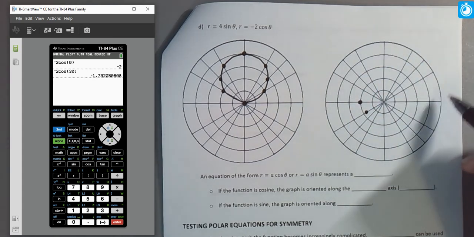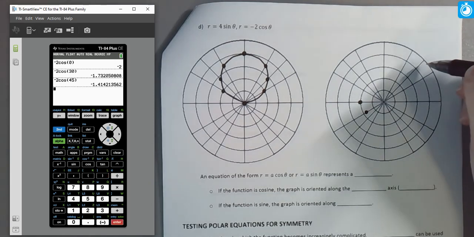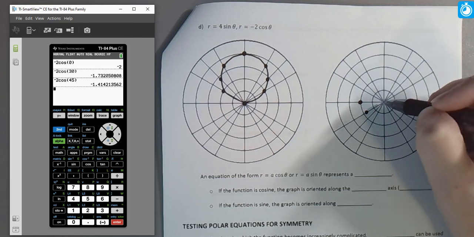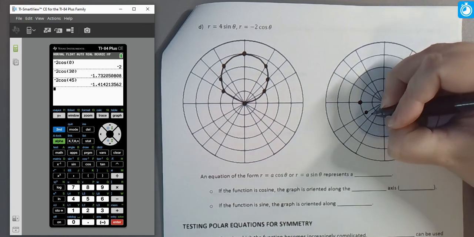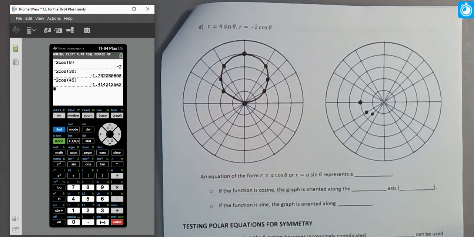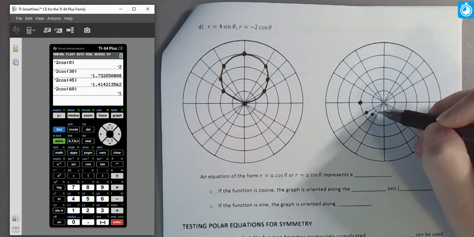Now, if we continue rotating to 45 degrees, pi over 4 radians. So negative 2 times the cosine of 45 degrees, negative 1.4, okay? So we're at 45 degrees, but we're going in the negative direction, so opposite side. So somewhere between 1 and 2, just a little bit closer to 1 than to 2. Okay, if we rotate around to 60, or pi over 3 radians, negative 2 times the cosine of 60 degrees is negative 1. So there at 60, opposite side, we're at negative 1.